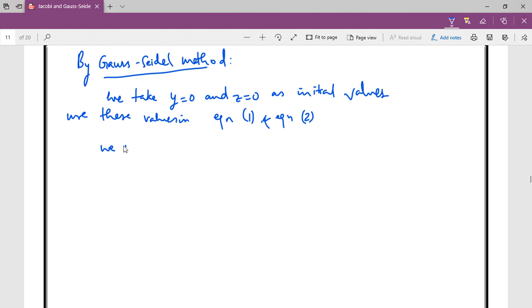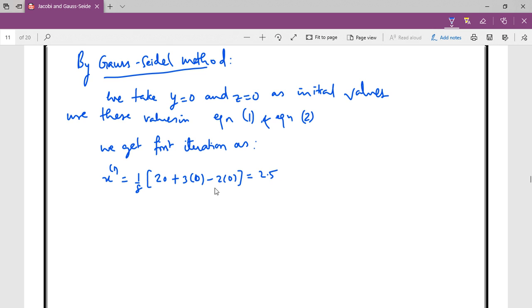So we get the first approximation, or first iteration. x1 is 1 by 8, and in x1 we are going to use y0 and z0, 0 minus 2 into 0. So we get 2.5. This is the same as we get in the Jacobi-iteration method.